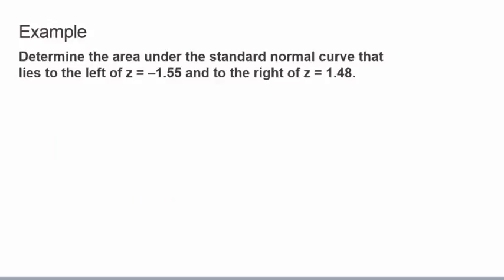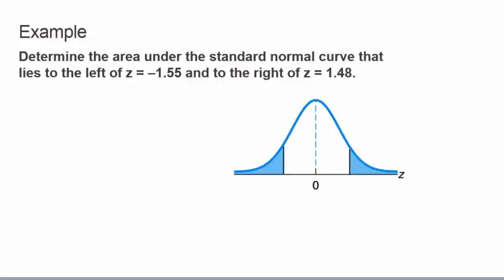Example: determine the area under the standard normal curve that lies to the left of z equals negative 1.55 and to the right of z equals 1.48. So we have a picture of our standard normal curve. We have lines drawn to the left of my mean 0 and to the right of my mean 0. But this time, instead of shading between those lines, I shade to the left of my line to the left of 0 and to the right of my line to the right of 0. So I want to find that total area.